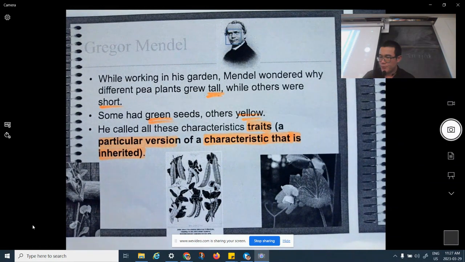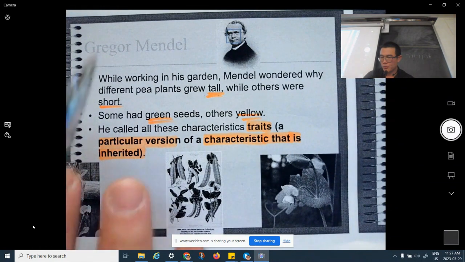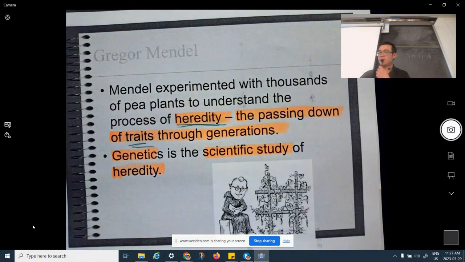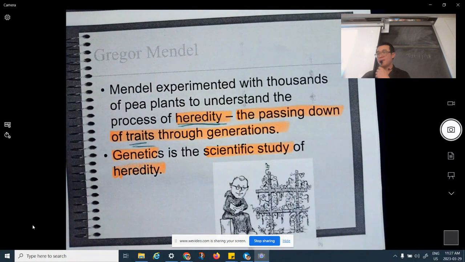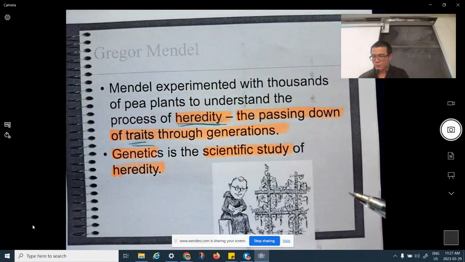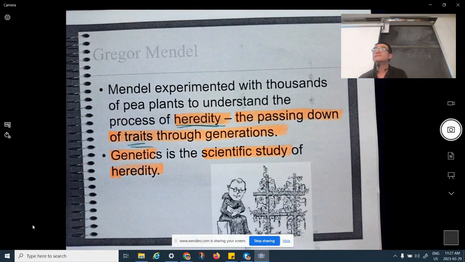Okay, so traits, that's important to know: a particular characteristic. Now, Mendel, again, heredity, what does that mean? The passing down of traits through the generations, and genetics is the study of that. Genetics is the study of heredity. Make sure you know these definitions. Any questions so far?